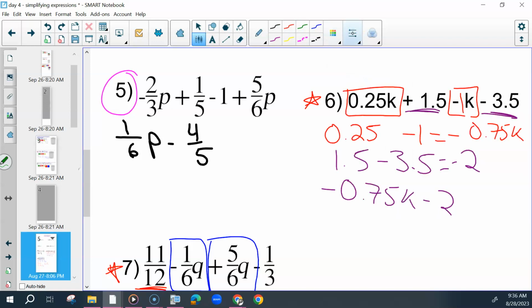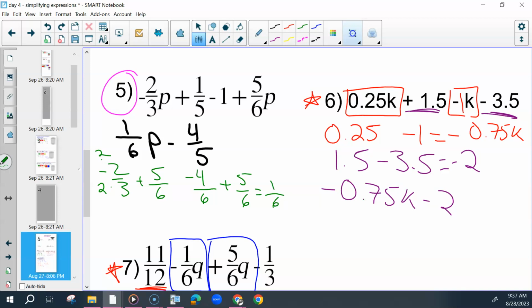Okay, so for the p's, we have negative 2/3 plus 5/6. We have to get these to be the same, so we have to multiply the 3 by 2, and then the numerator by 2 as well. So this would become negative 4/6 plus 5/6, which would give us 1/6. And then p.